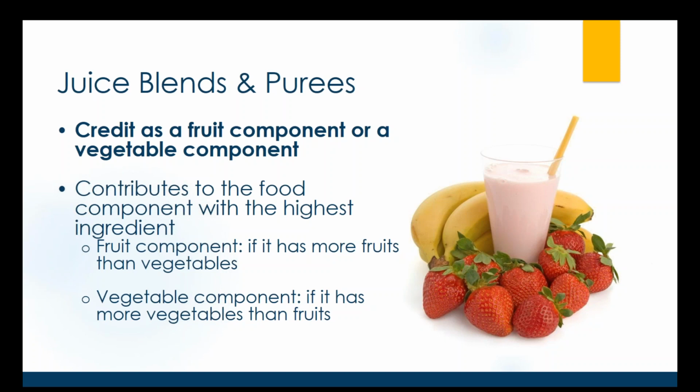Because of the separation of the vegetable and fruit component, 100% juice blends and purees, such as V8, now credit as either a fruit or a vegetable. Juice blends and purees will contribute to the food component with the highest ingredient. For example, if the juice blend or puree contains more fruits than vegetables, the beverage would contribute to the fruit component. If it has more vegetables than fruit, it would contribute to the vegetable component. Whichever ingredient is listed first on the ingredients label is the main ingredient in the juice blend and is the ingredient that it would contribute to.